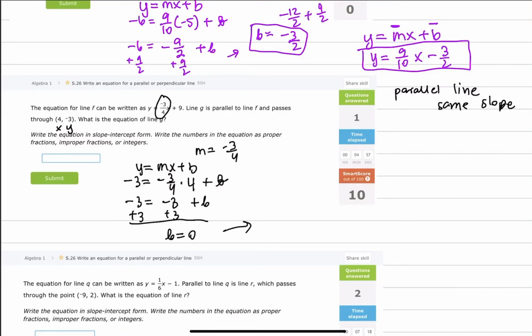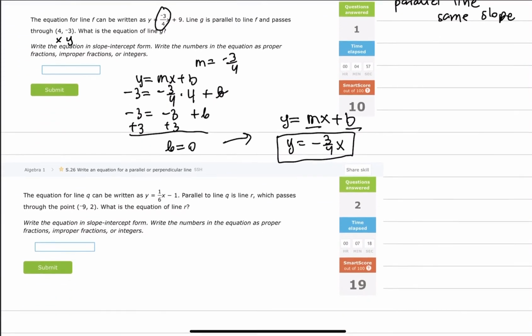So now we're going to take our slope-intercept form of a linear function and replace only the slope and the y-intercept in it. So the slope was negative 3 over 4x, b is 0, so I don't need to write that in. So the answer to question 2 is y equals negative 3 over 4x.